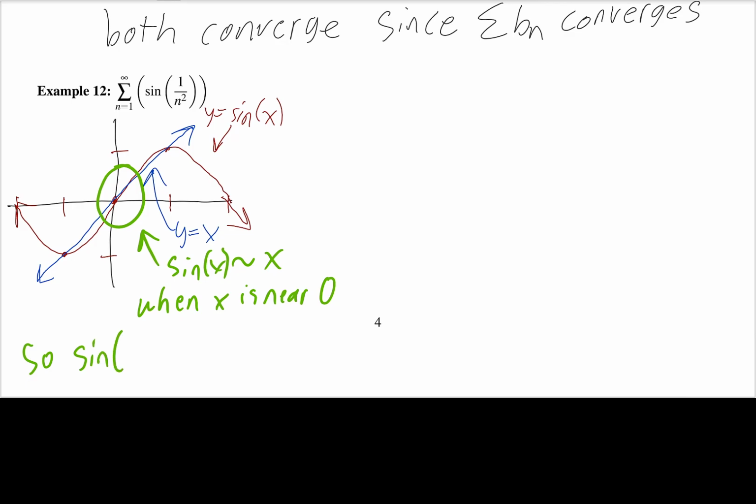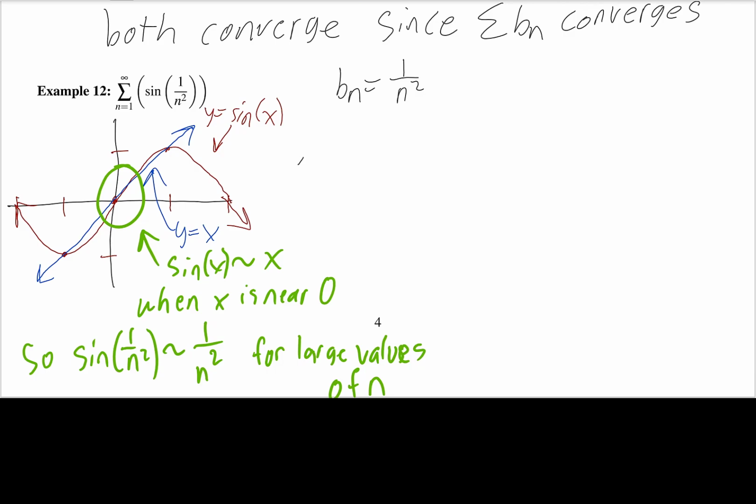So what we're going to say is that sine of 1 over n squared must also be near 1 over n squared for large values of n. The reason I say for large values of n is because this 1 over n squared is going to be going to 0 as n gets excessively big, which means that this is going to be approximately sine of 0, and so then we know it's going to be close to that 1 over n squared function. Okay, so our b sub n will be 1 over n squared.